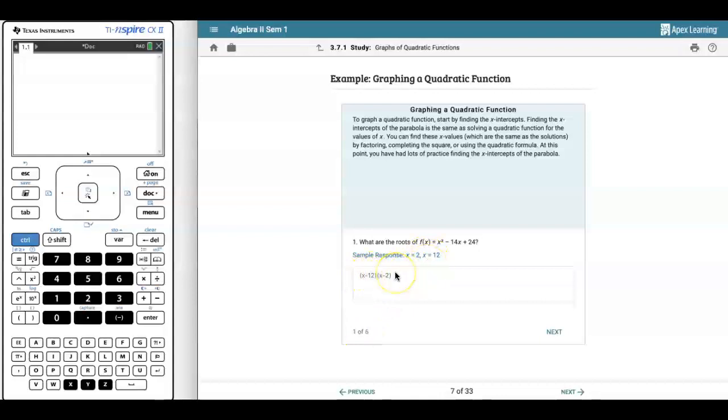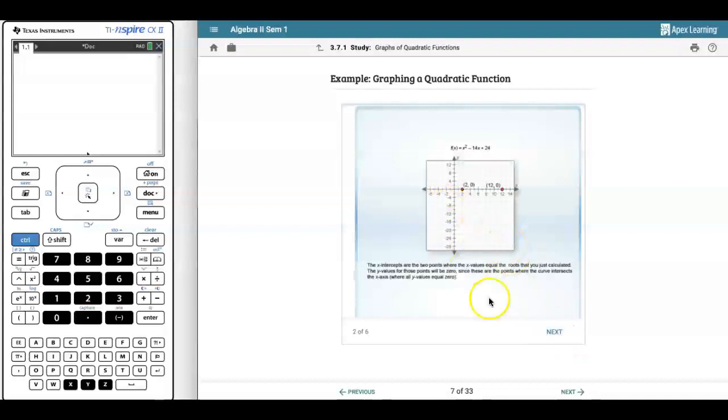Then I would have to take it one step further to get my roots. So this is what it would start with, then I would go to my zero product. I would set both of these equal to 0 and solve to get my roots of x equals 2 and x equals 12. Then if I were to plot them on my line, x equals 2 and x equals 12, or 2, 0 and 12, 0.